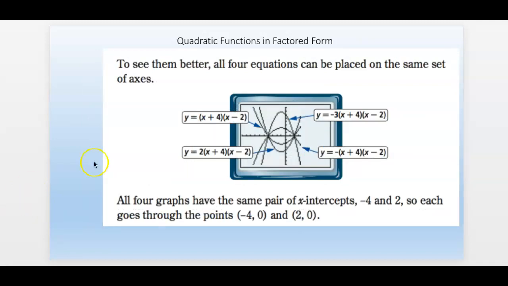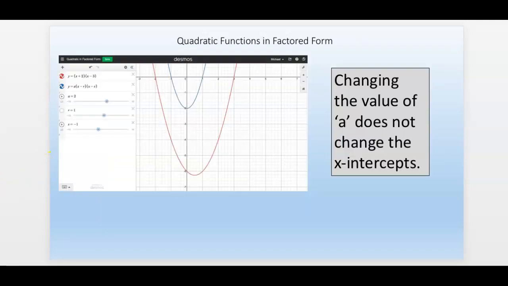You can see this better if they're all in the same graph. See, they all go through the same x-intercepts. Changing the value of a does not change the value of the x-intercepts.